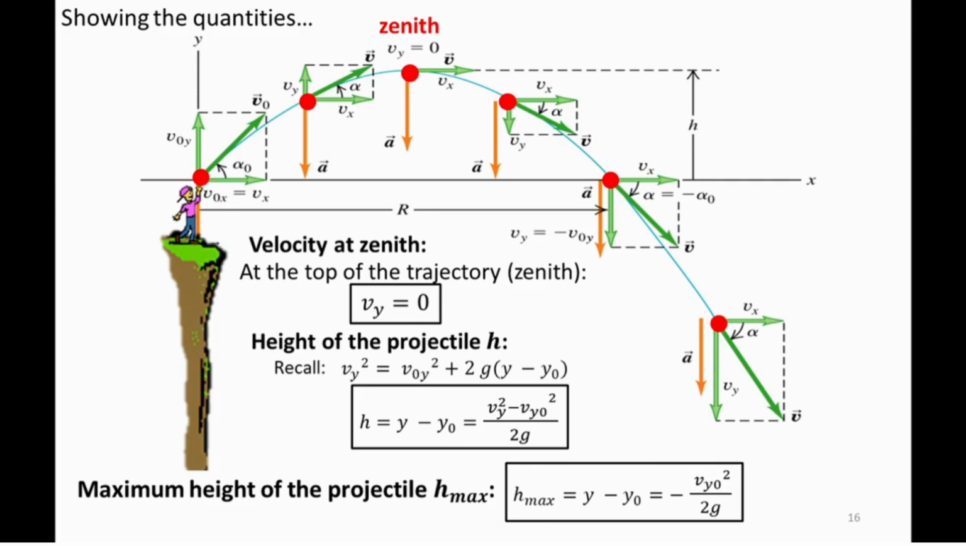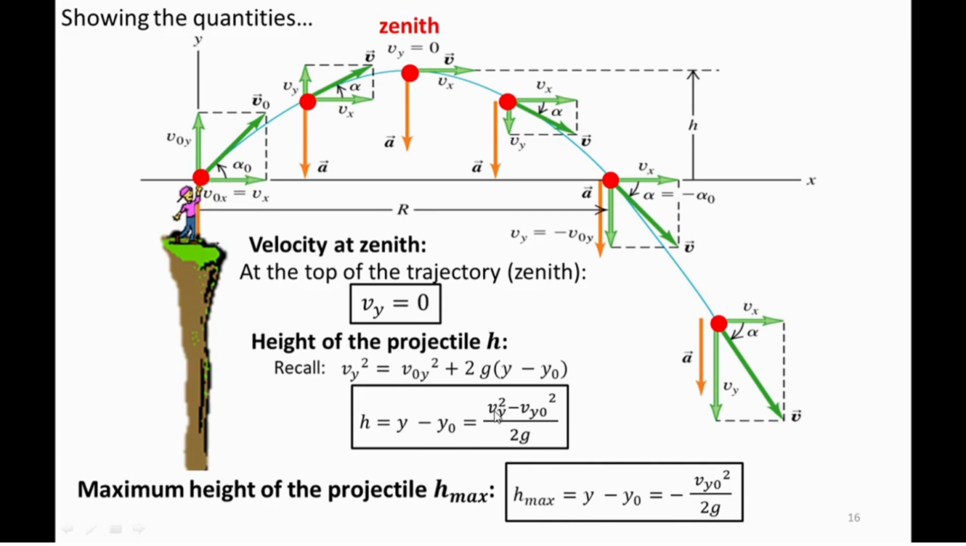So the height of the projectile can also be calculated using the kinematics equation. So here, the height is just the final y position minus the initial y position. And at the zenith, which is the maximum height of the projectile, the y component of the velocity is just equal to 0. Hence, this one here is just equal to 0 at the zenith.